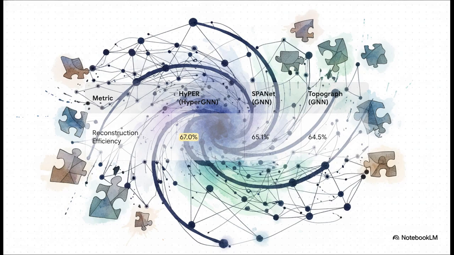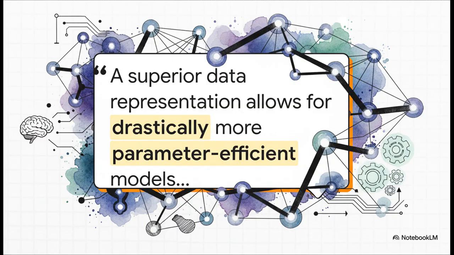And the results? The HyperGNN model, which they called Hyper, flat out beat the state-of-the-art models that were built on standard graphs. You can see it got a higher reconstruction efficiency, which means it was just plain better at solving this crazy hard puzzle. But honestly, that's not even the most impressive part of the story. This quote from the research paper says it all. A superior data representation allows for drastically more parameter-efficient models. What that means is, by simply describing the problem in a better way, using the hypergraph, the model didn't have to be nearly as big or complex. It was just smarter, because it understood the natural shape of the problem from the very beginning.